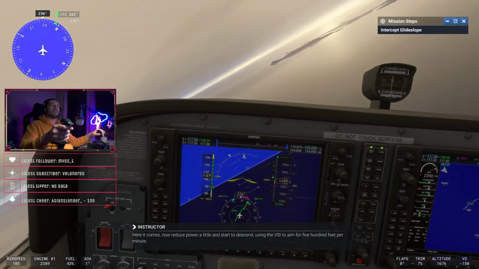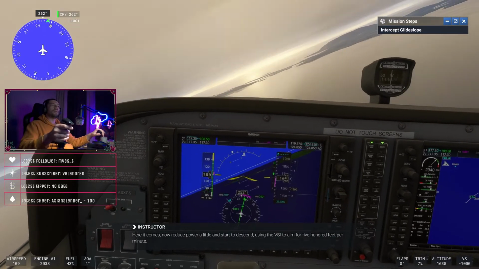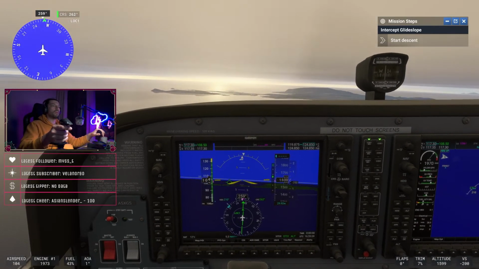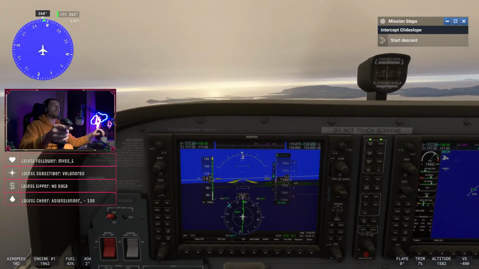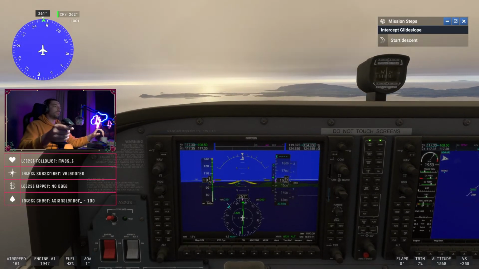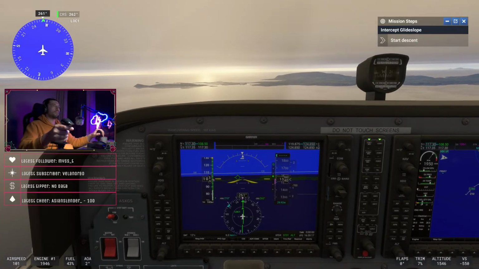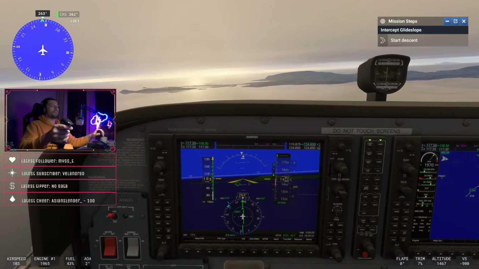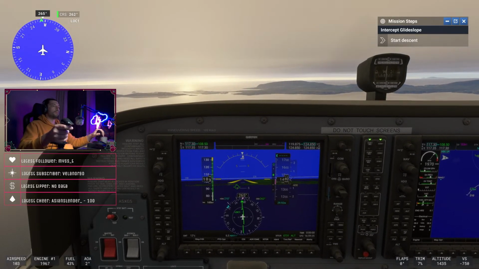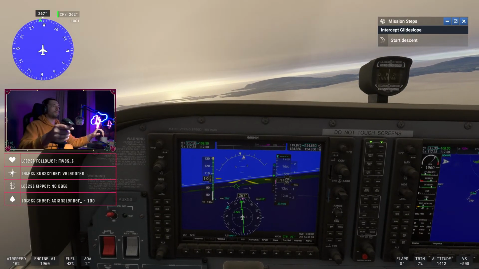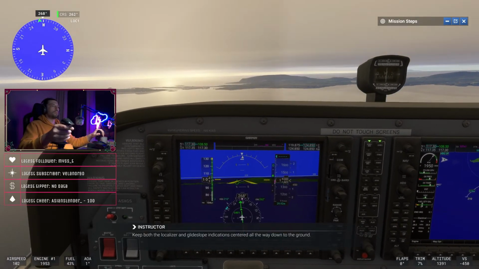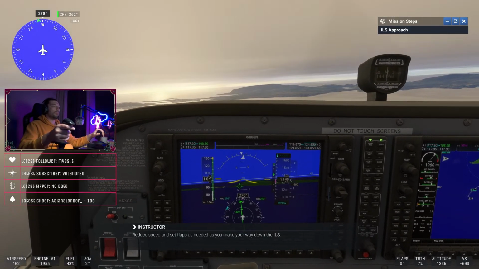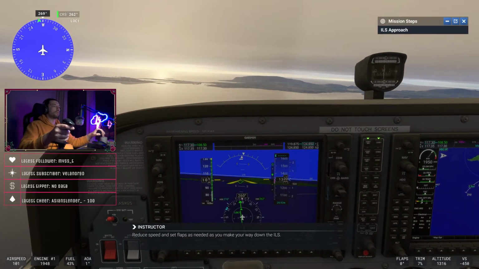Now reduce power a little and start to descend, using the VSI to aim for 500 feet per minute. Keep both the localizer and glide slope indications centered all the way down to the ground. Reduce speed and set flaps as needed as you make your way down the ILS.